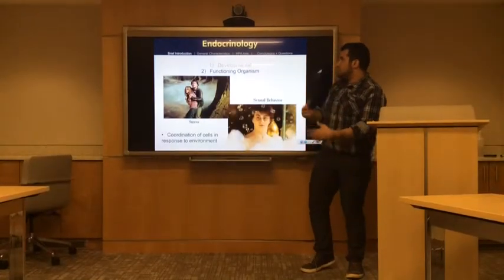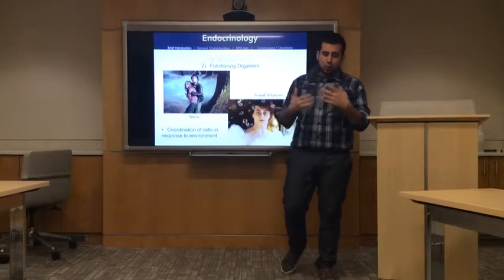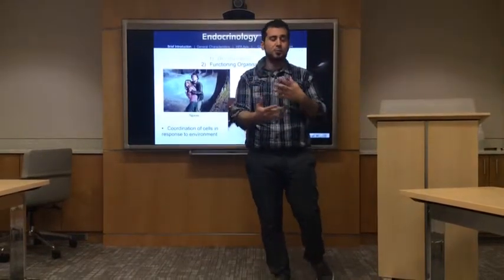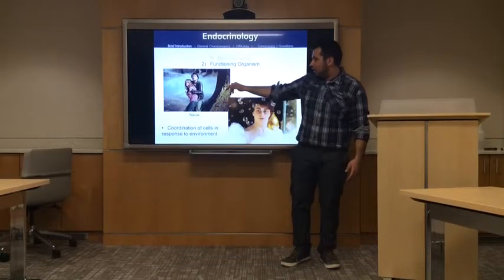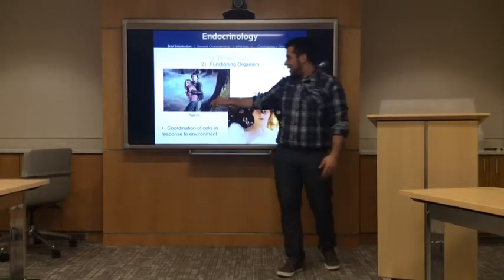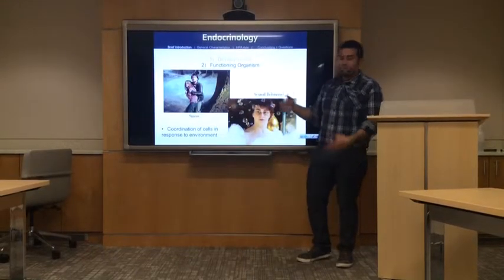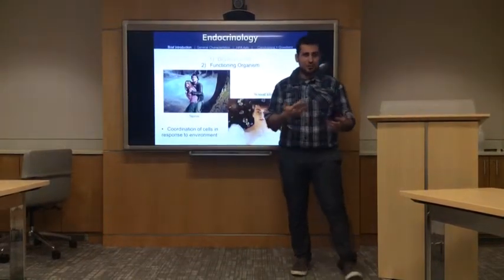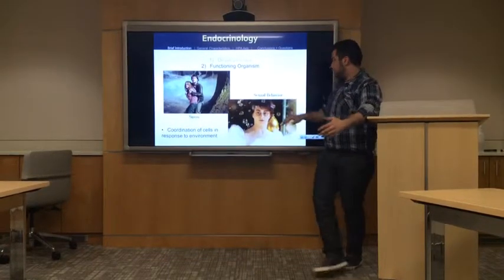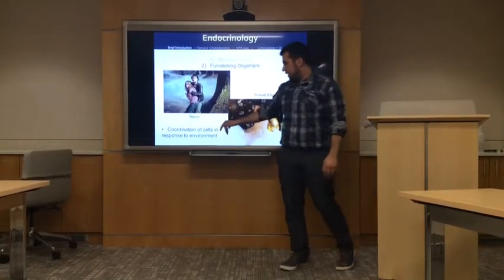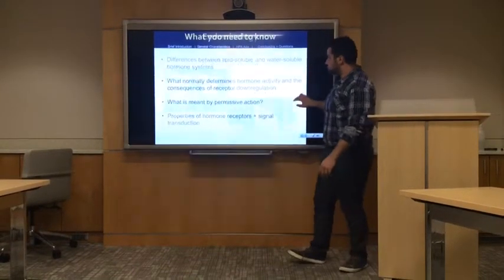The second portion of endocrinology is within the functioning organism, and that's when we have hormones responding to stress or to any environmental trigger. Over here you have stress, Harry Potter with Hermione chasing over a Dementor probably. And an example would be sexual behavior, arousal, which could very well be a part of this as well. It's a coordination of cells in response to your environment or any stimuli.